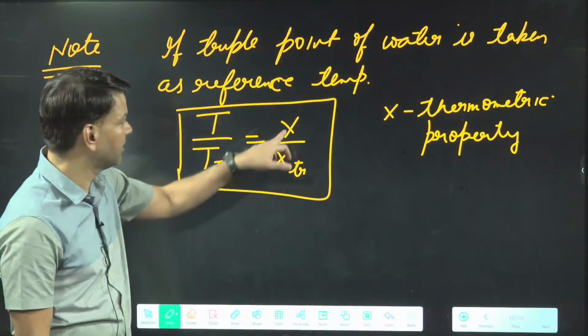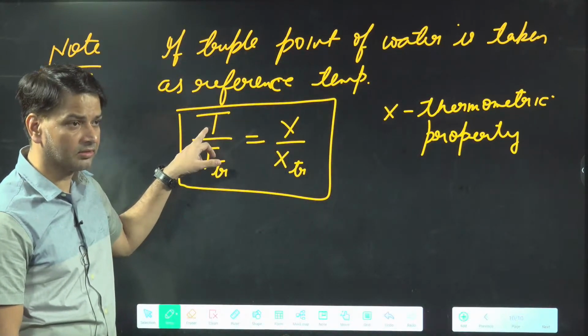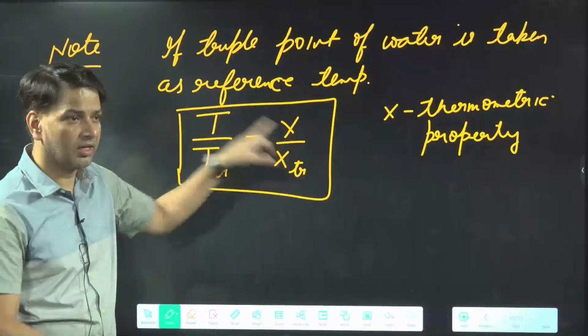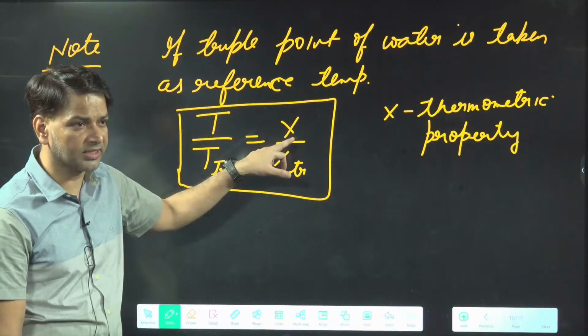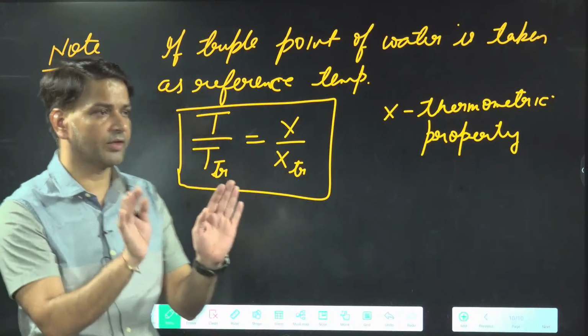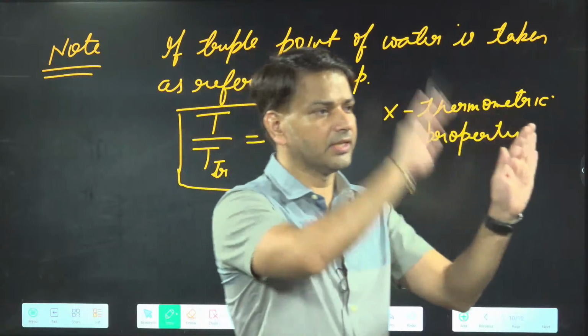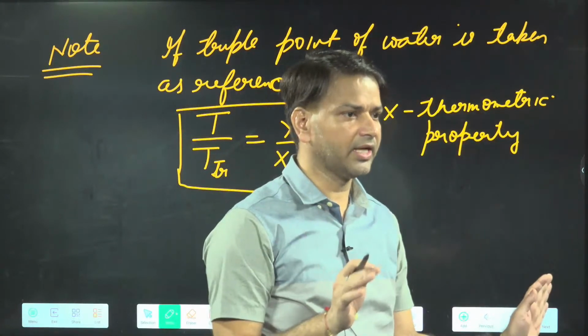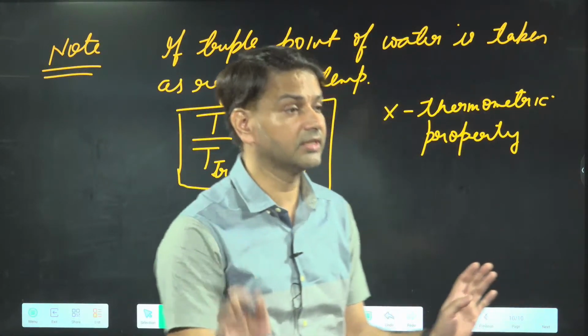What is the XTR? At a temperature T, thermometric property is X. At the triple point, thermometric property is XTR. That way you can remember: T, then thermometric property X; TTR, then thermometric property XTR.